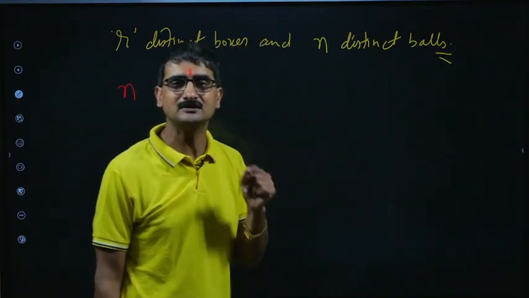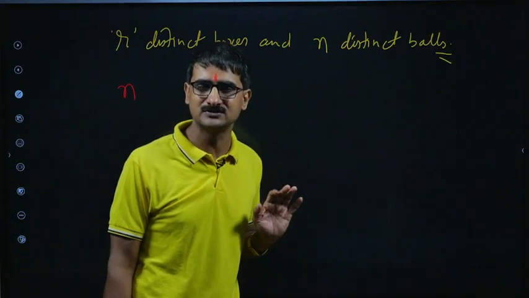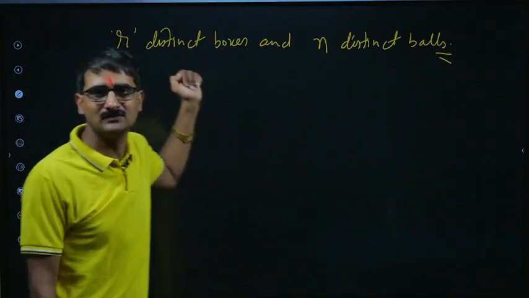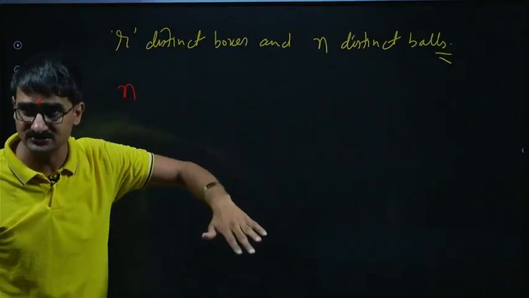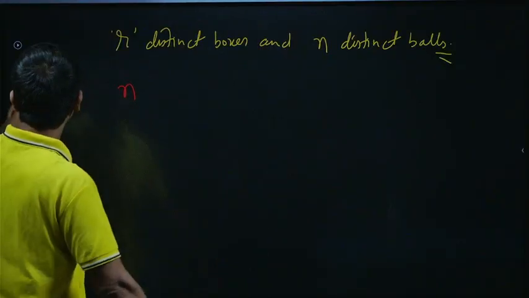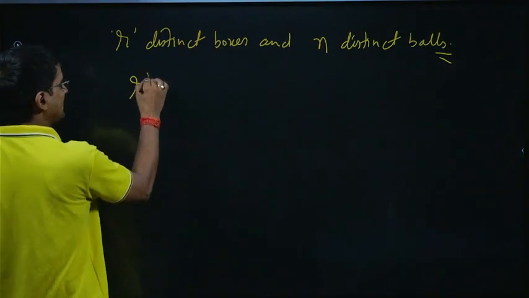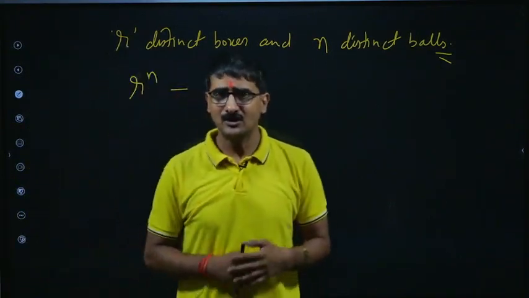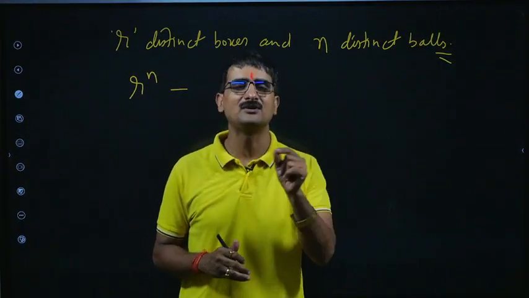What does that mean? First we count all possible ways of distributing balls in the boxes. For the first object we have R choices, for the second object again R choices, since there is no restriction. So for every object we have R choices, so for n objects we have R raised to the power n choices. Now from all possible ways, remove those ways when at least one box is empty.